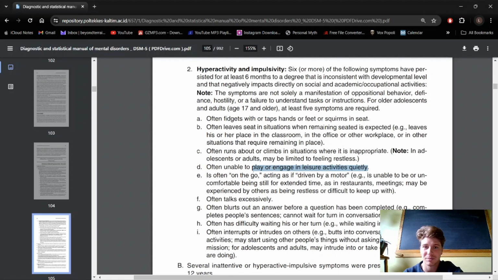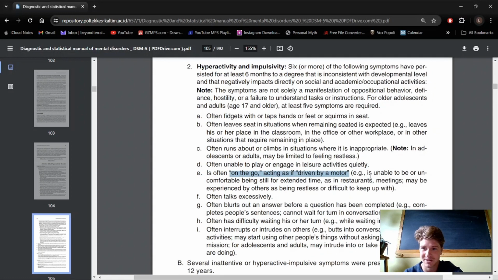Is often unable to play or engage in leisure activities quietly. Yes, because children should play and engage in leisure activities quietly. That's natural. Is often on the go, acting as if driven by a motor. Is often on the go, acting like... you can see how unscientific this really is.